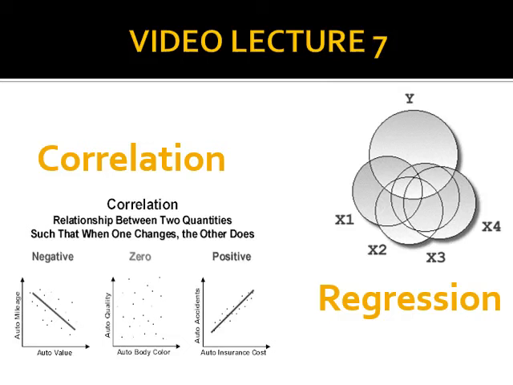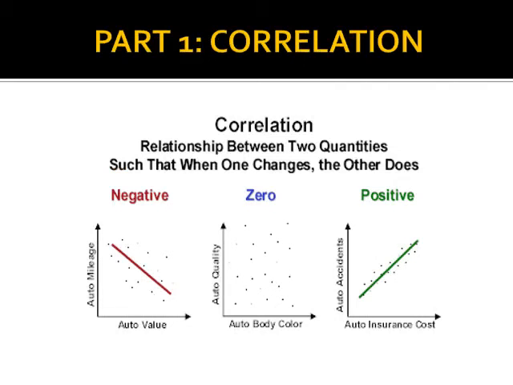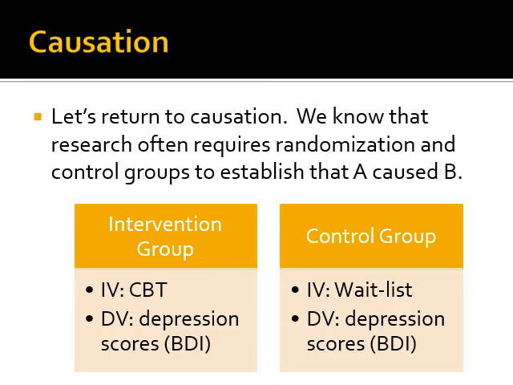In our 7th video lecture, we will learn about correlation and regression. Part 1 looks at correlation. Correlation is defined as the relationship between two quantities or variables, such that when one changes, the other also changes or does not. We want to know that as well.